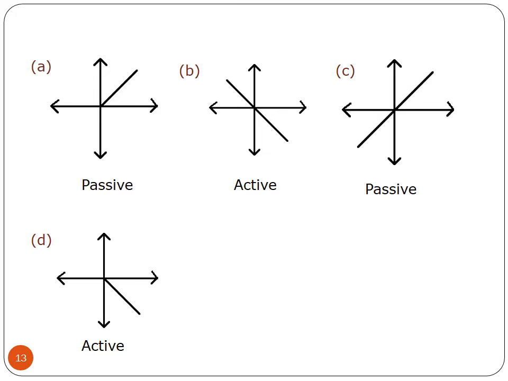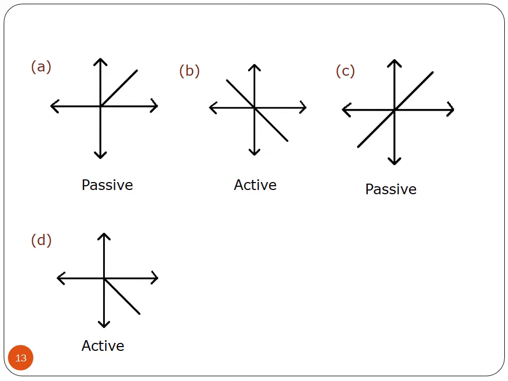Here in figure A, you can say that the slope is positive. That's why the element is passive. In figure B, the slope is negative, so the element is active. Again in figure C, the slope is positive, so the element is passive. In figure D, slope is negative, so it is an active element.